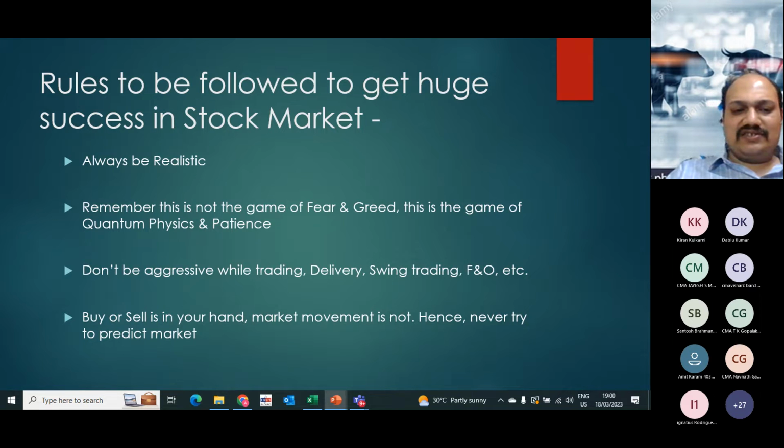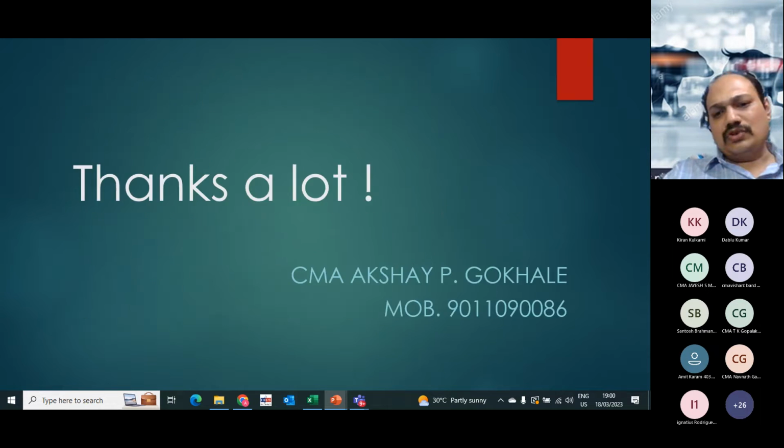And the last point is, buy or sell is in your hand. Market movement is not. Hence, never try to predict the market. Okay. So sell and buy ये करना आपके हाथ में है. Market movement आपके हाथ में नहीं होता. So market predict मत करो. Just follow your strategy. जो strategy है वो सिर्फ follow करो आप. So market को predict नहीं करने का कभी भी.